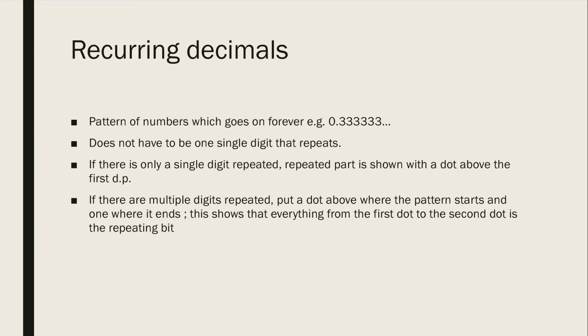If there's only one dot, it means that only that single digit is repeated. However, if there are two dots, then everything from the first dot to the second dot is repeated. So, for example, 0.25 with a dot on top of the 5 is 0.25555, etc. But 0.2 dot 5 dot is equal to 0.25252525, etc.